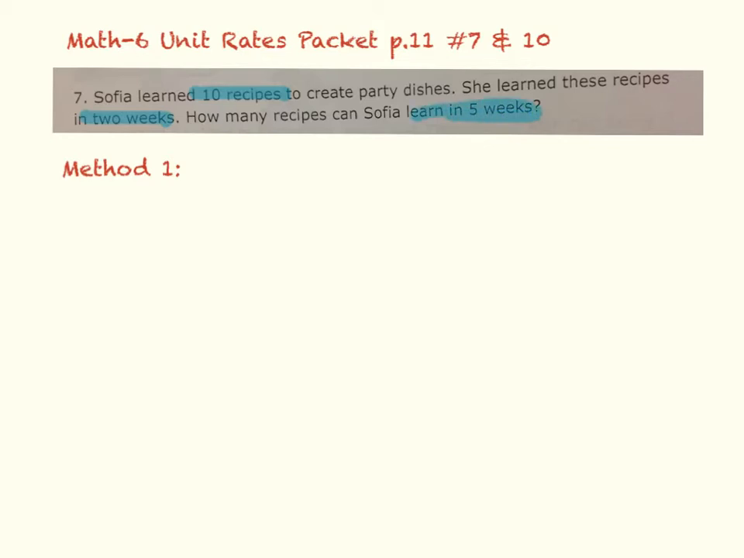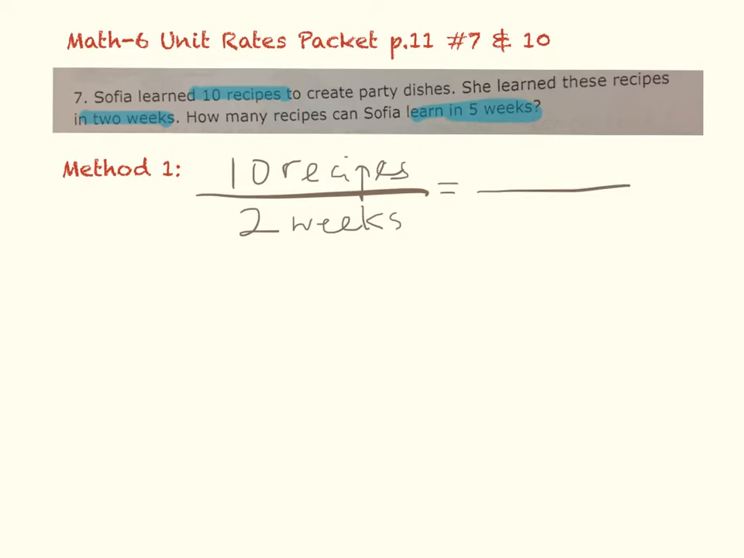Okay, so there are two methods that I want to talk about. The first one is like proportion, and the second one is more like mental math. Okay, so for the proportion method, Sophia learned 10 recipes in 2 weeks. So I'm going to set this up as a ratio. Okay, so 10 recipes over 2 weeks equals how many she can learn in 5 weeks. So make sure you line up the weeks with the weeks and the recipes with the recipes.